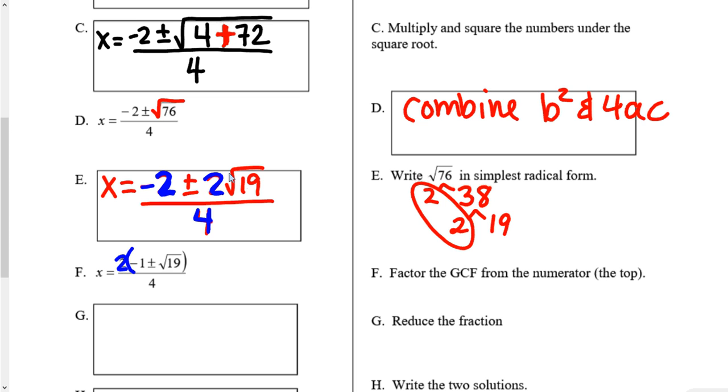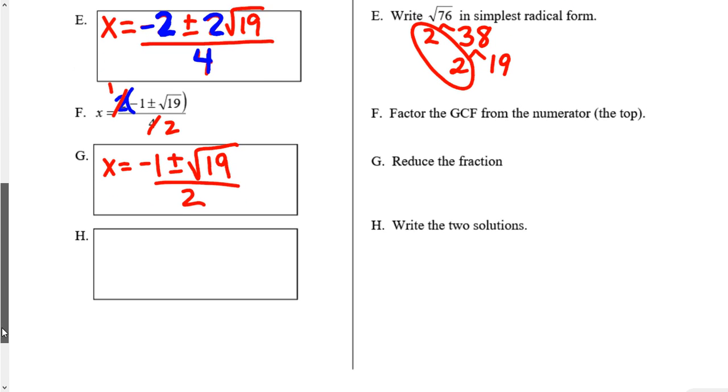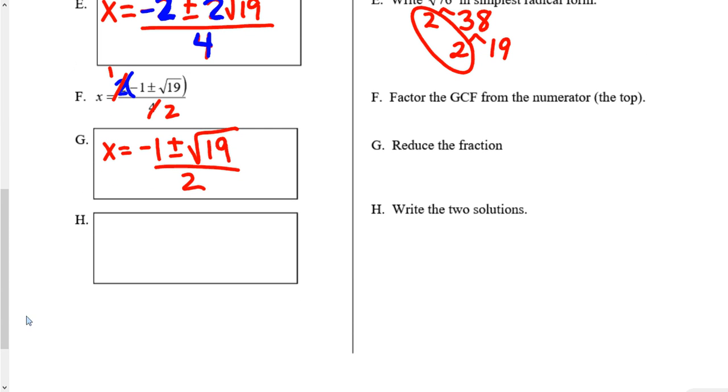This 2 square roots of 19 will become just square root of 19. The reason that I did that is because now I can reduce a 2 and the 4, and my final answer right here will be -1 plus or minus the square root of 19 all over 2. We could leave it like that, especially if it were multiple choice and it were written that way.